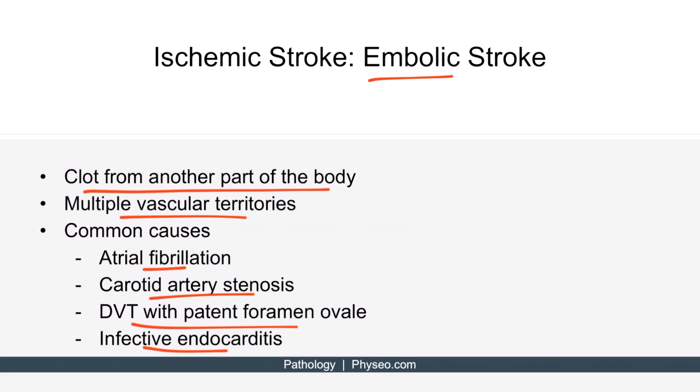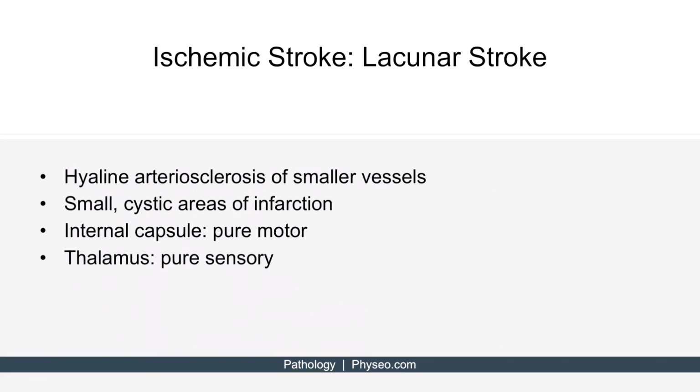vessel is the MCA. Finally, a lacunar stroke is caused by hyaline arteriosclerosis of smaller vessels, usually lenticulostriate vessels. This results in small cystic areas of infarction. It's also important to note that the lenticulostriate vessels are deep inside the brain and can cause pure motor symptoms if they affect the internal capsule, or pure sensory symptoms if the infarct affects the thalamus.